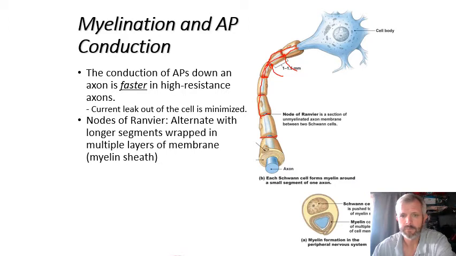Okay, so open channel here, current moves down here, it's insulated, so it's still going to be strong enough to open the channels here. If we didn't have the insulation and we didn't have channels here, we could leak current and we may not reach threshold at the next node of Ranvier, where the next set of channels are. So this keeps that current strong enough to get us to threshold at each node. And so we're able to skip, boom, boom, boom. It is a much faster rate of conduction down the axon.